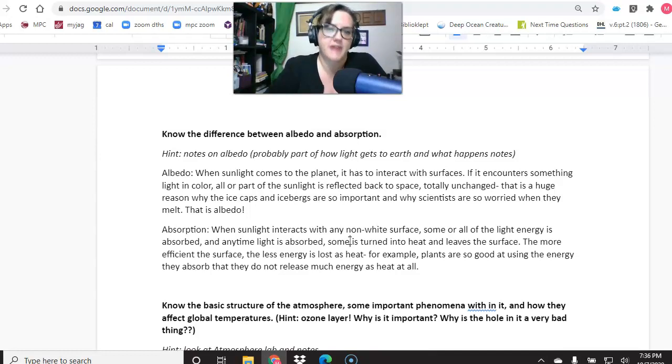There's no way to get heat back. And so that's a problem when all of a sudden there's so much heat being created by the surface of the planet, and it gets trapped in the atmosphere. And that's a greenhouse effect we'll talk about in a second. The more efficient your surface is, or the machinery in your surface, the less energy is lost as heat. That's why solar panels can be dark but not hot, because they can take that solar energy and convert it to different kinds of energy before it is lost as heat.